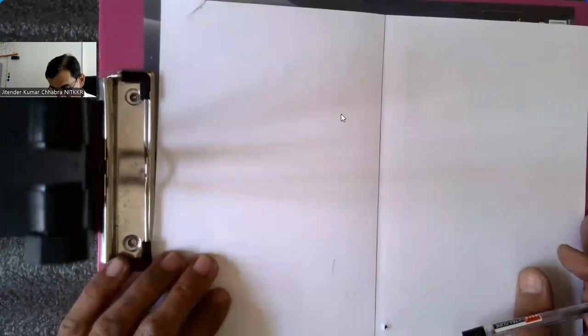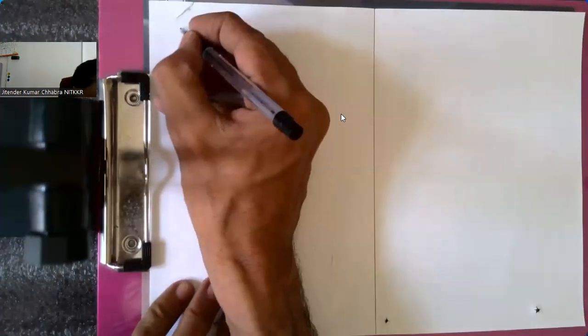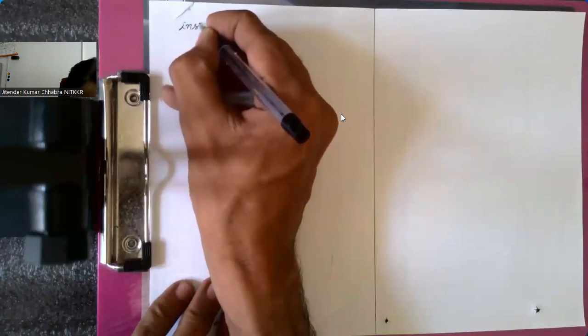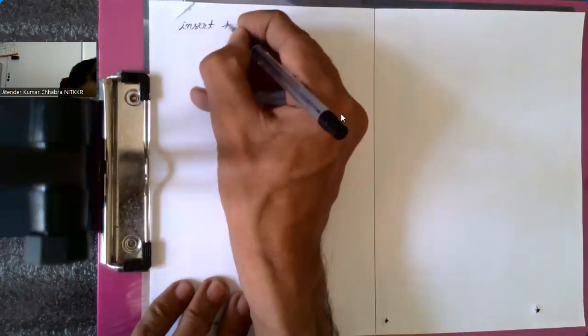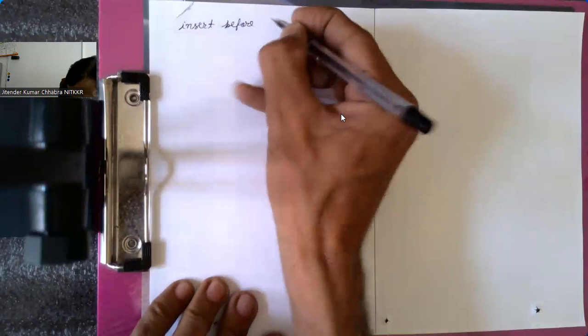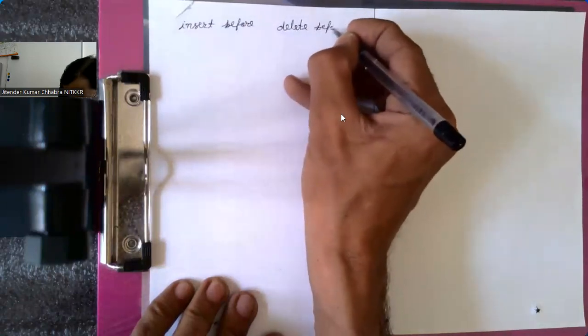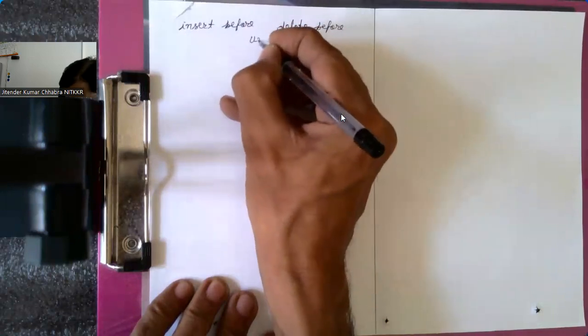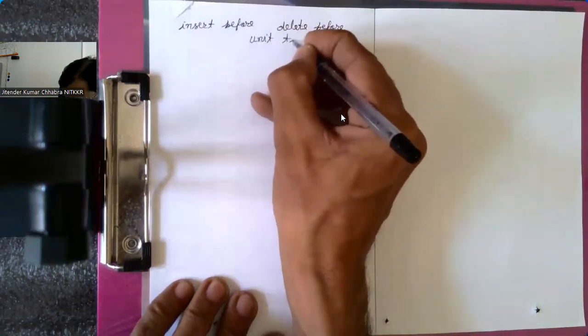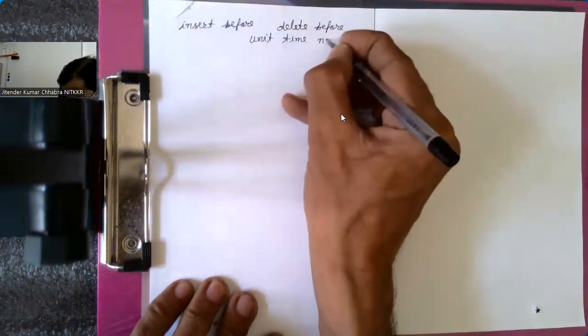Just the way we have done, now we can have extra work also, that we will be able to do insert and delete before also. And that was the advantage of doubly linked list. Insert before or delete before will be easily possible in unit time. No loop needed. That's the advantage.